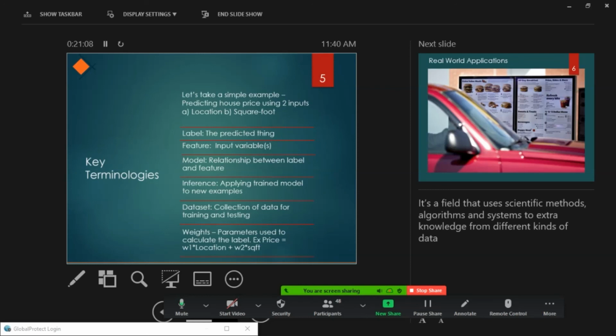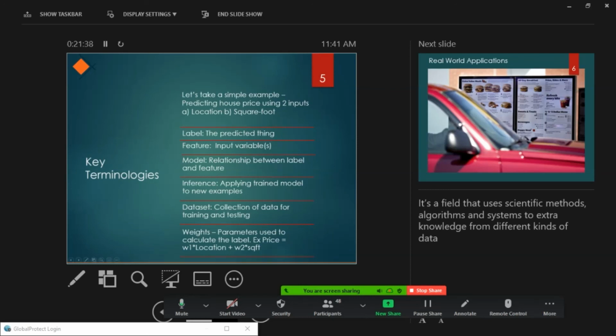So if it is a Los Angeles location, I'm giving a higher weightage to it because it's going to be expensive. But if it's a little suburban, it is a little cheaper than the Los Angeles area. Square foot, again, if it's 1,500, I need to give it some weight in conjunction with the location, right? So this is the equation that I am using to predict, and there are a couple of terminologies here to begin with, from the top.